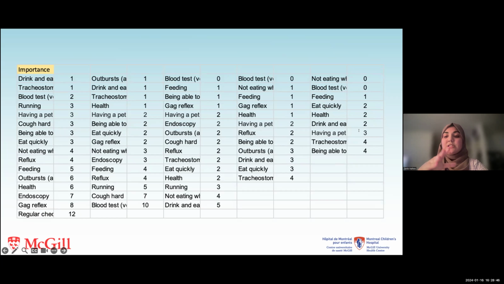And so this distribution suggests that participants, particularly children, expressed a strong desire to enhance aspects related to medical procedures and health monitoring, emphasizing the significance of these areas in their aspirations for improvement.